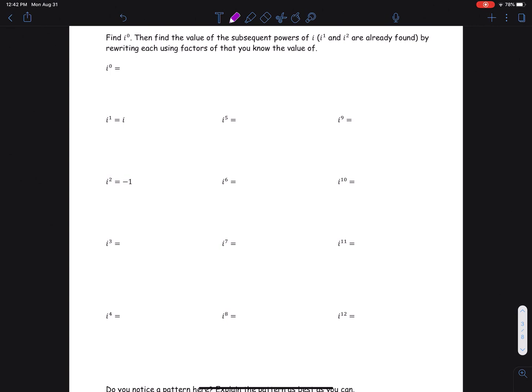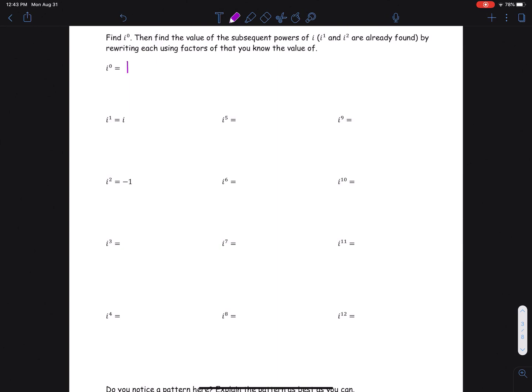So i to the 0 power is anything to the 0 power. That doesn't change in imaginary numbers. It's always 1. And so anything to the 0 power, it's always 1. We know i to the first power is i, i to the second power is negative 1.